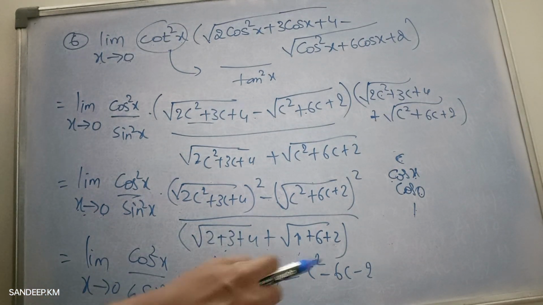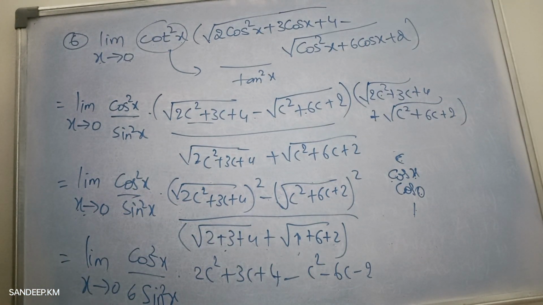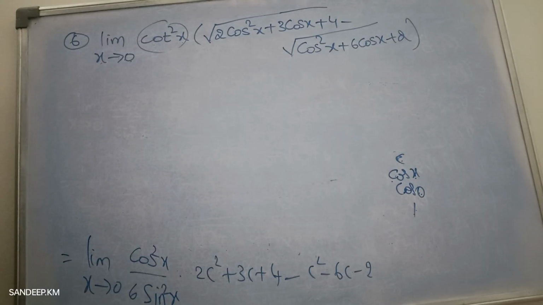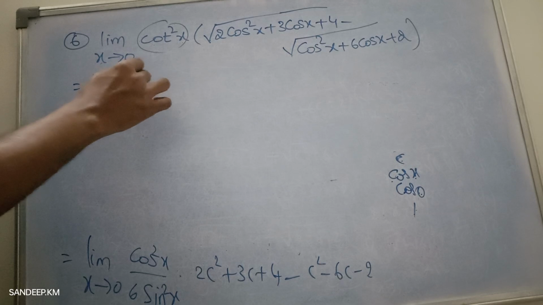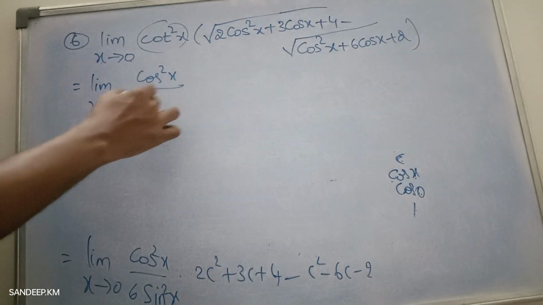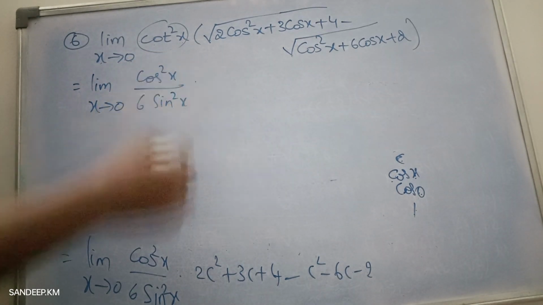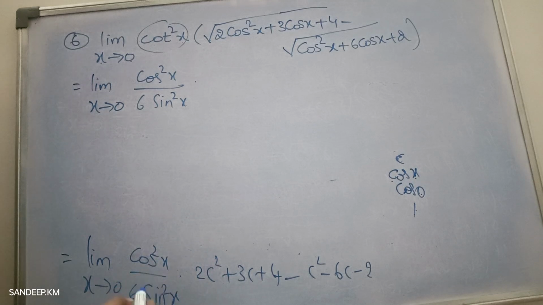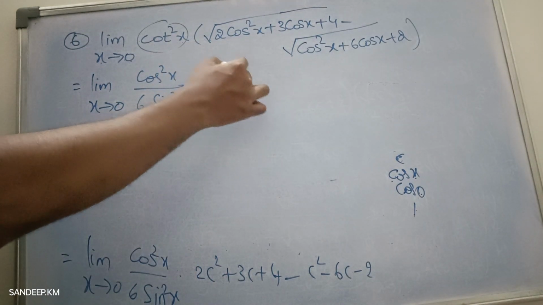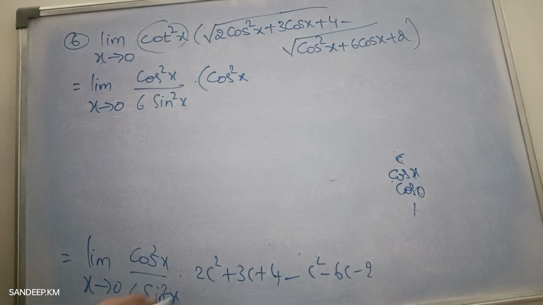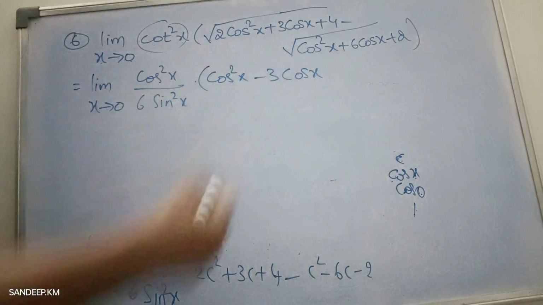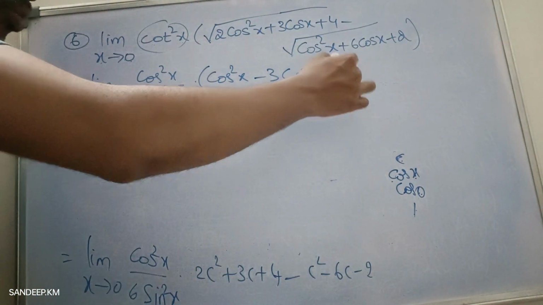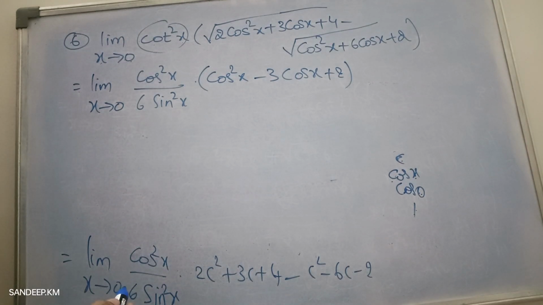Okay, now, dear students, in the next step, limit x approaches 0, again cos square x by 6 sin square x into 2c square minus c square is 1c square. 1c square means cos square x, c is cos x. 3c minus 6c is minus 3c, c means cos x. 4 minus 2 is 2. Okay, so 4 minus 2 is 2, that's it.